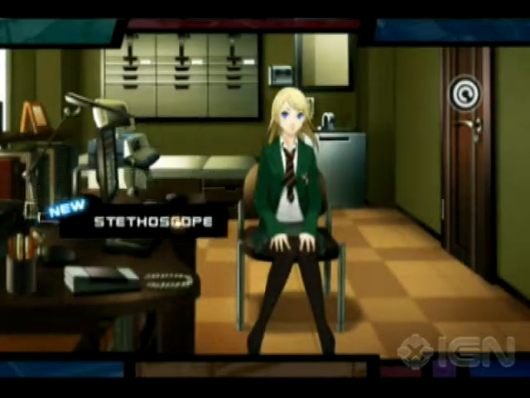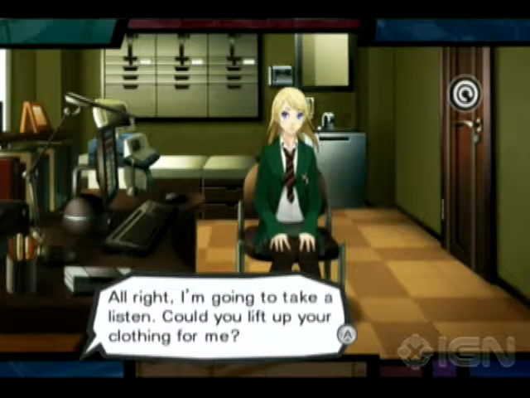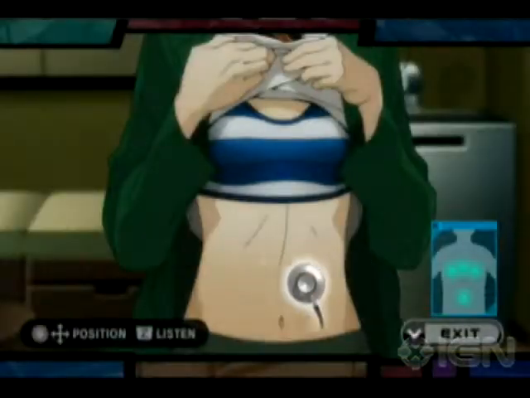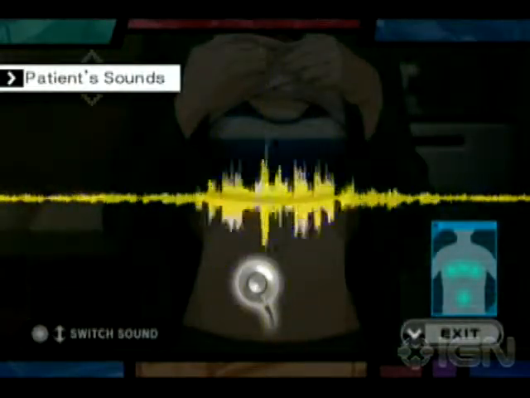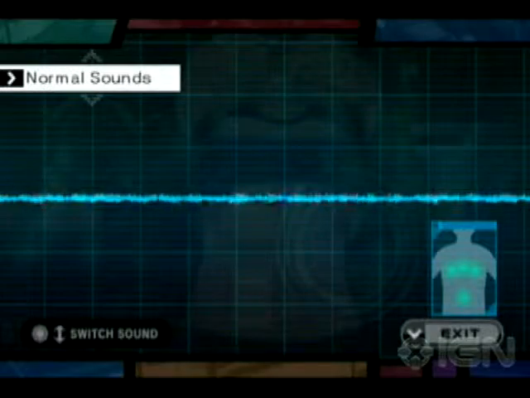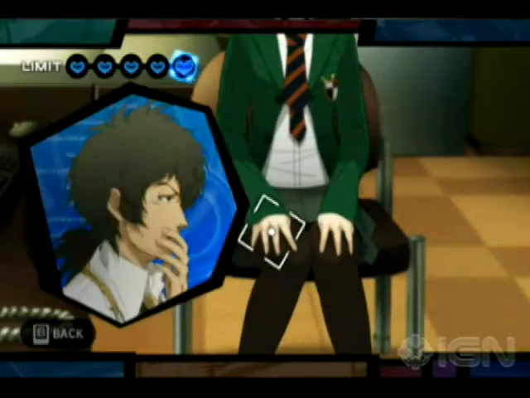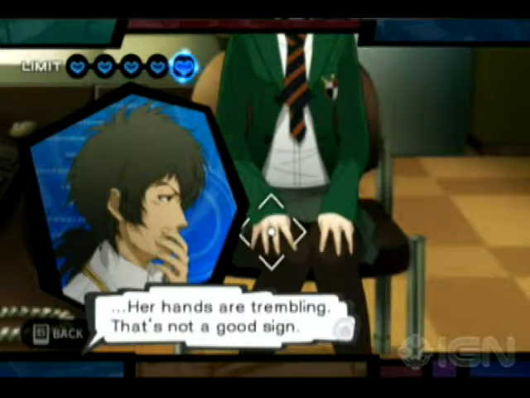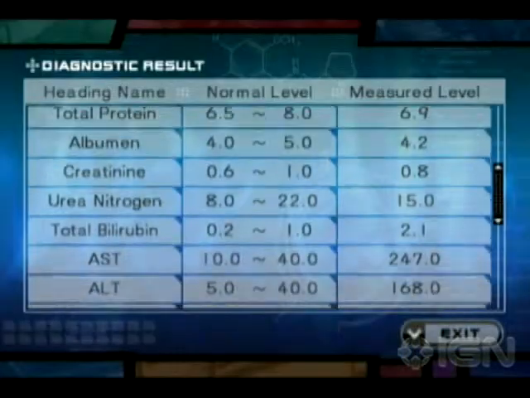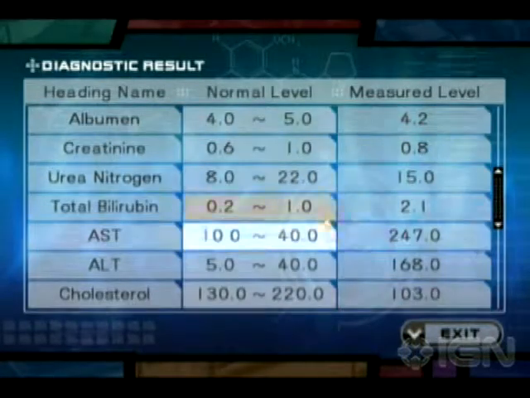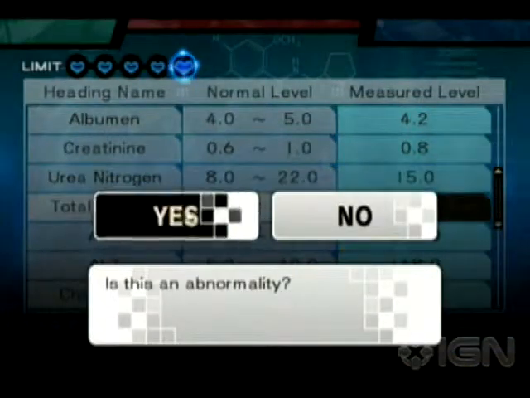Finding certain symptoms may involve you taking a closer look at the patient. Using the stethoscope, look for body abnormalities, such as shortness of breath or irregular heart rates. For further investigation, conduct a visual exam to find any physical irregularities on the patient. With the diagnostic results, check to see if the patient's measured levels are out of the norm.